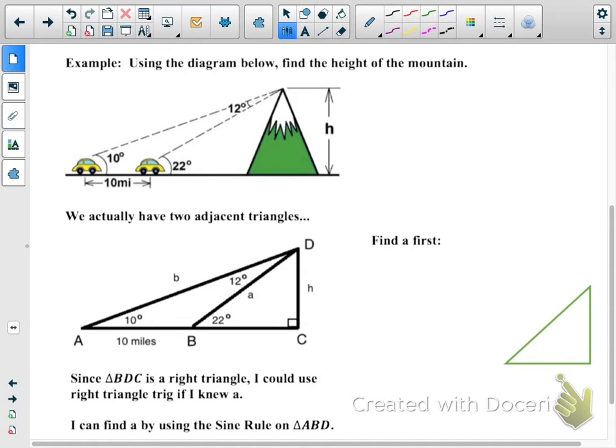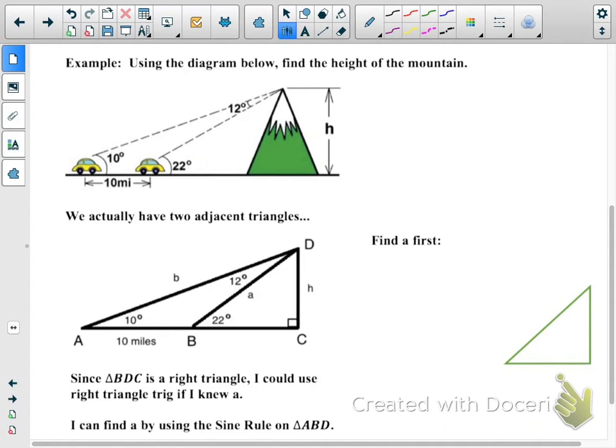Now that's kind of a little weird that you would know that angle, but that's going to help us solve this question here. So really what I have now is two adjacent triangles, and totally when you have a question like this, redraw it without all that other stuff there, because it's a little hard to see the triangles with the mountain and the cars and all that kind of stuff. So here's what I have going on. I'm trying to find the height of the mountain.